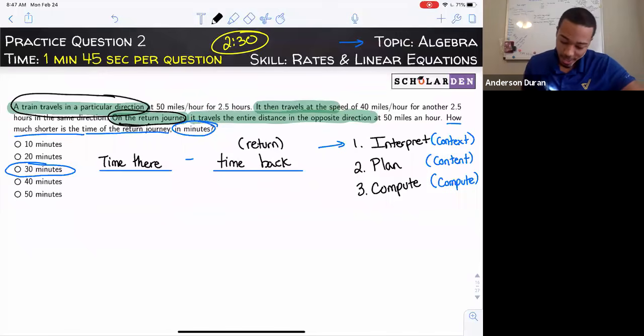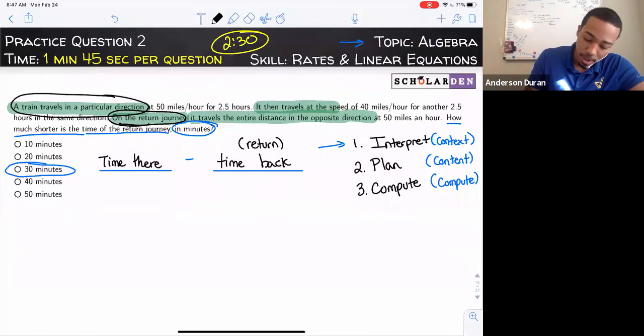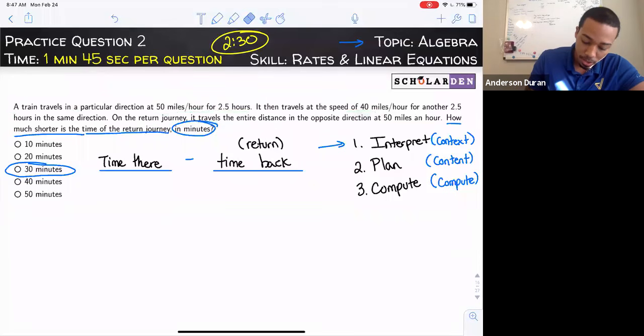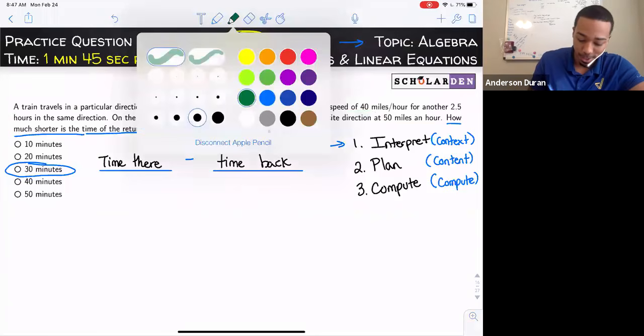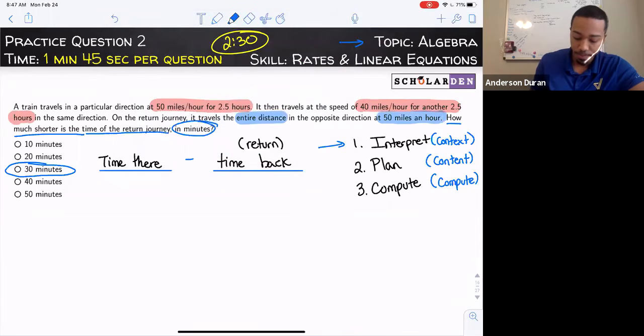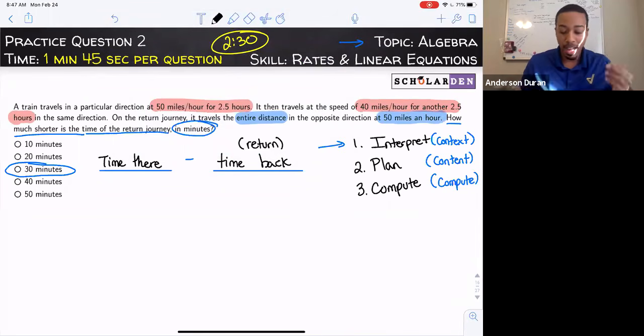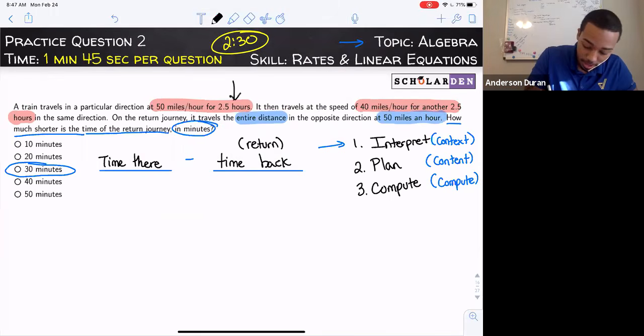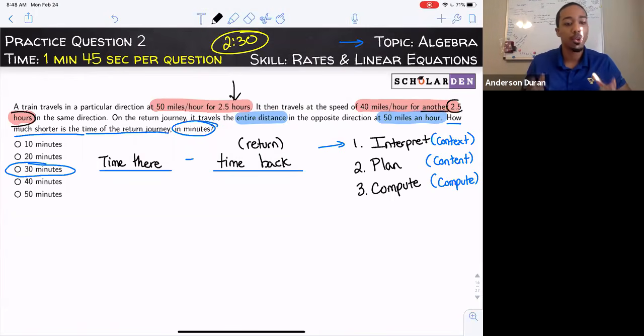Oh, are you sure? When we look at the information that's given, let me go ahead and erase what I've already highlighted. Let's look at the information and see which one is easier. Looking at the time there, I see that it travels in a particular direction at 50 miles an hour for 2.5 hours. Then 40 miles an hour for another 2.5 hours. Now we're talking about the return journey. With the return journey, entire distance, 50 miles an hour. So think about it. The time there, they give it to you, 2.5 hours and another 2.5 hours. So how much total time is that?